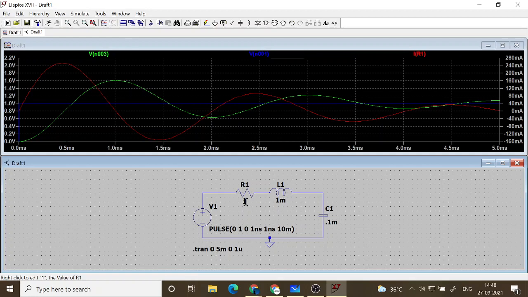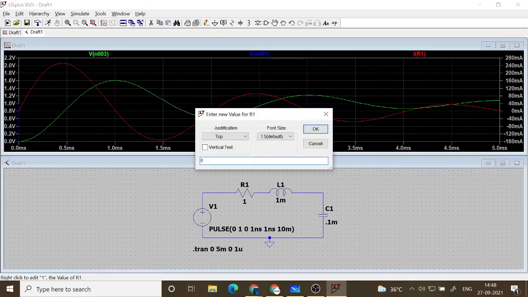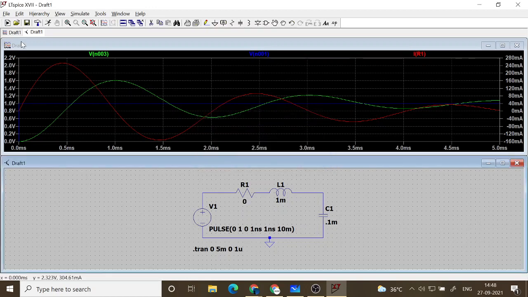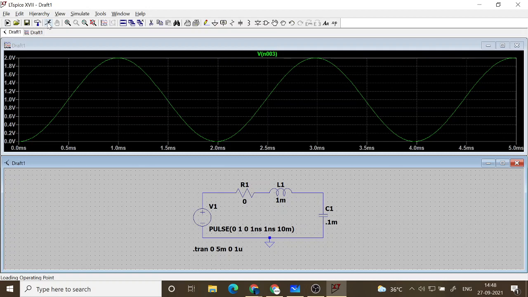Now let me put R equal to 0. That is as good as removing the resistance, only inductor and capacitor is there. Now that is a very interesting case, and you see that it's a perfect sine wave. We didn't have any sine wave in this input. We have only a pulse wave. So I will plot the pulse wave.